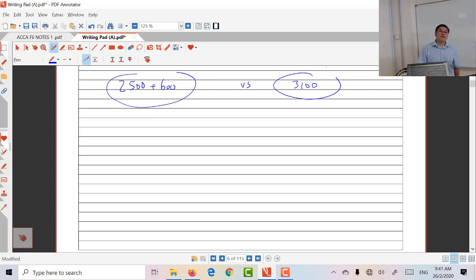So in the future, if your boss comes and says, I'm going to give you a 30% increment, your 30% is on 2005. Whereas if you use 3001, it's 30% of 3001. You end up getting much more. So that's the reason why people are trying to be smart. They try to manipulate things. So that's why we have to deal with it.